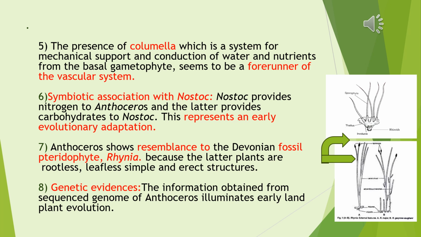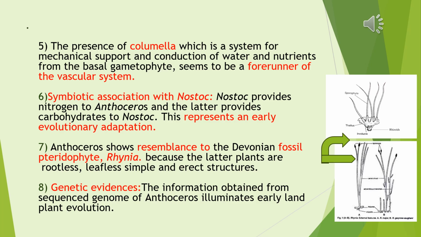Next we come to the fifth point, that is the presence of the columella. This, we know, is a system for mechanical support and also, more importantly, conduction of water and nutrients from the basal gametophyte to the sporophyte, and therefore it seems to be a forerunner of the vascular system of land plants. Now, what does the vascular system of land plants do? For example, xylem conducts water and nutrients from the soil. So it is obvious that this columella is the forerunner of the vascular system of higher land plants.